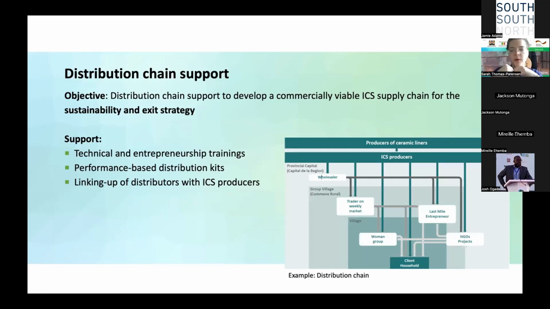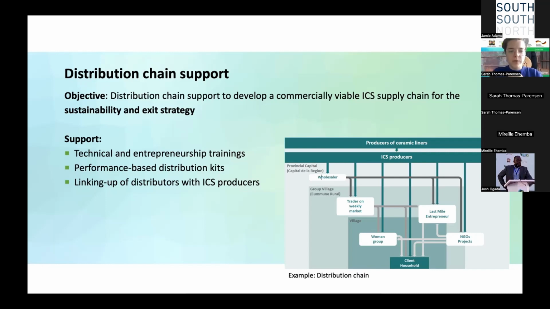But what is also important not to forget is the distribution chain support. It's really important to look at the distribution chain in your country and see how strong it is, so that the improved cookstoves reach not only the centers but are also able to reach further remote rural areas, so they can really go through the market and reach everywhere. So you really penetrate the market on all levels, and not only in the urban or peri-urban centers.